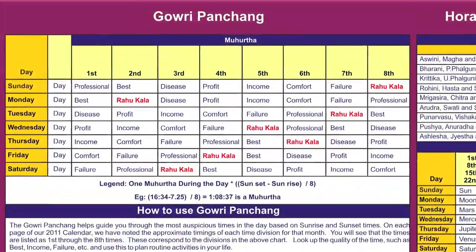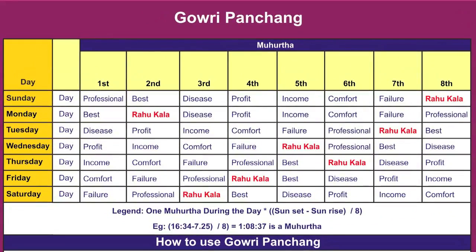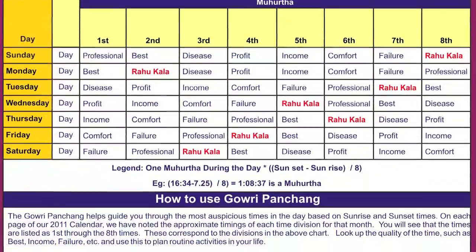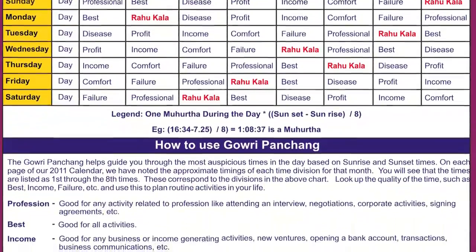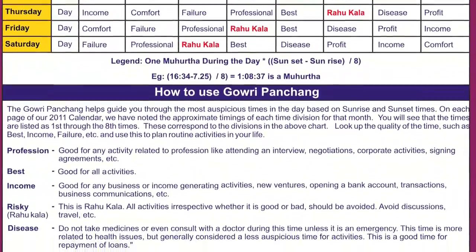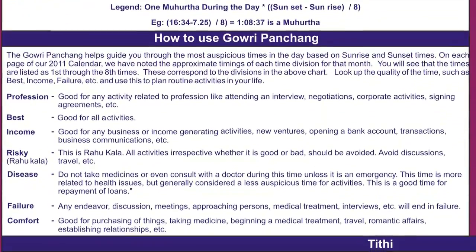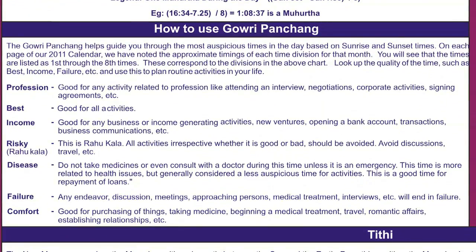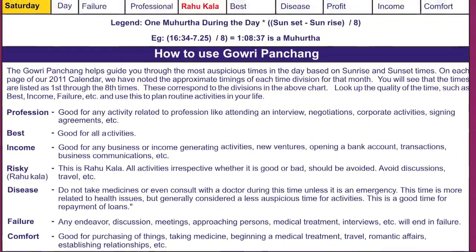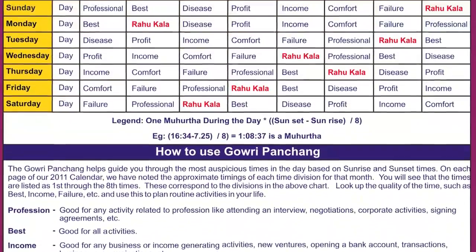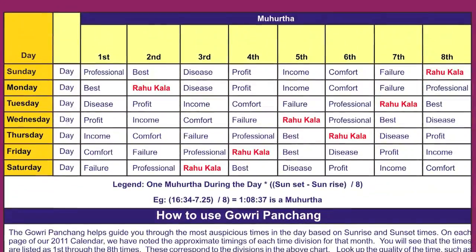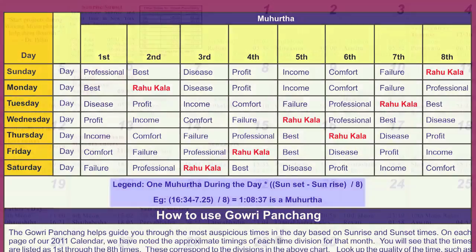The Gauri Pangchang is located on the top of the reference page at the back of the calendar. This is designed to be an astrological forecast for each day based on the sunrise and sunset of your specific location. When you use the Gauri Pangchang, it divides the daytime into 8 sections called Muhurtas. You will see a table labeled Muhurta as well as instructions on how to use the Gauri Pangchang. There is an example of how to calculate a Muhurta right below this table.